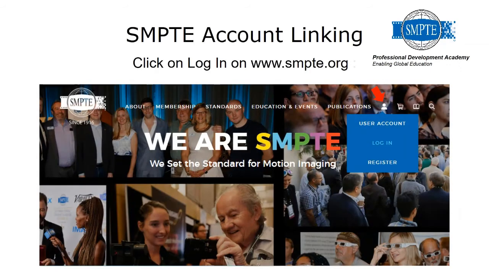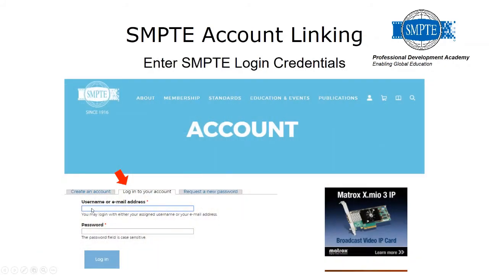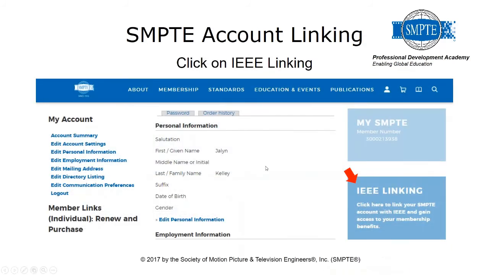And the way you do that is you start on the SMPTE website, SMPTE.org, look for the little person icon and select login from the drop-down menu. Then simply log in with your SMPTE member username and password. This will take you to a My Account page on SMPTE's website. And on the side here, you're going to see a link to IEEE linking.